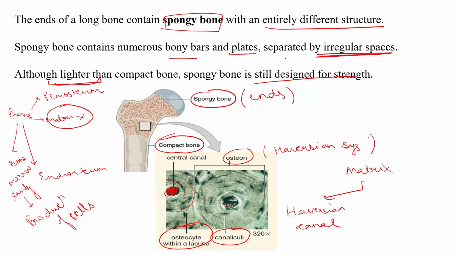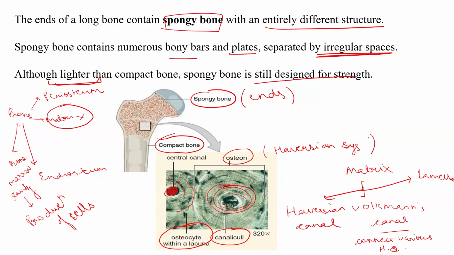The next one is the Volkmann's canal. What is the function of Volkmann's canal? Its function is to connect the various Haversian canals, like canaliculi that connect the various Haversian canals. And the third one is the lamellae. Lamellae are these concentrically arranged rings, within which the osteocytes are present.